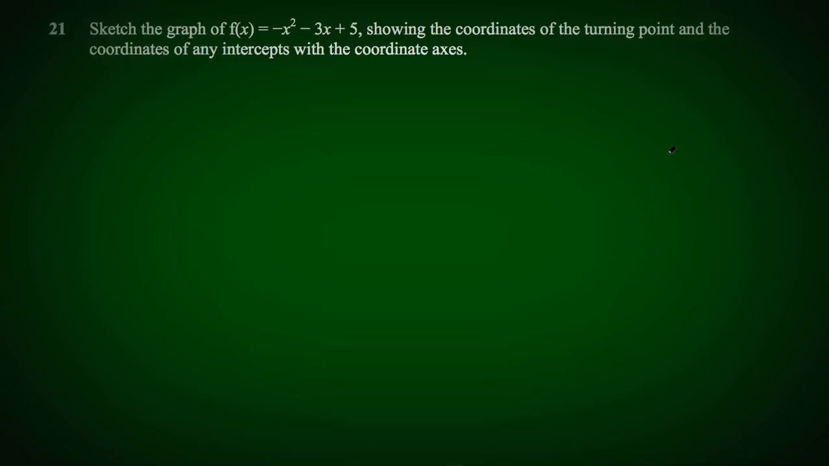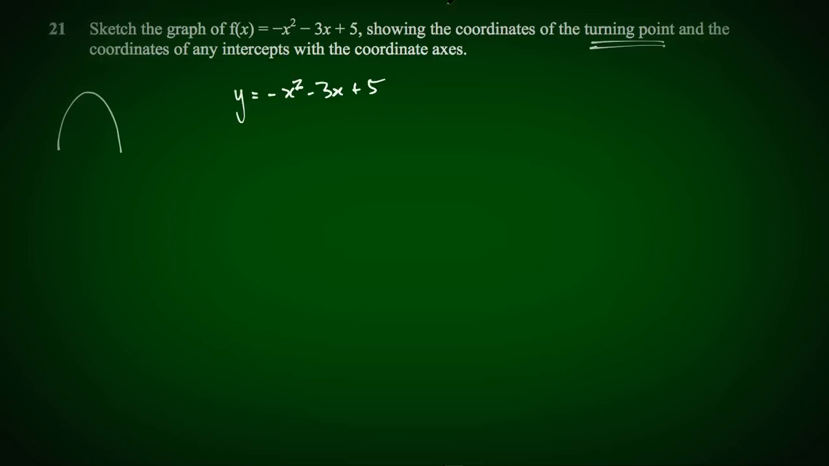Sketch the graph of f of x equals minus x squared minus 3x plus 5. You might think of that more as y equals minus x squared minus 3x plus 5, showing the coordinates of the turning point and the coordinates of any intercepts with the coordinate axes. So, a lot to think about here. Firstly, because it's got a minus x squared, it's going to be a negative quadratic that goes like that, rather than the normal U-shaped parabola that we see. It's the upside down one, because of the minus x squared.